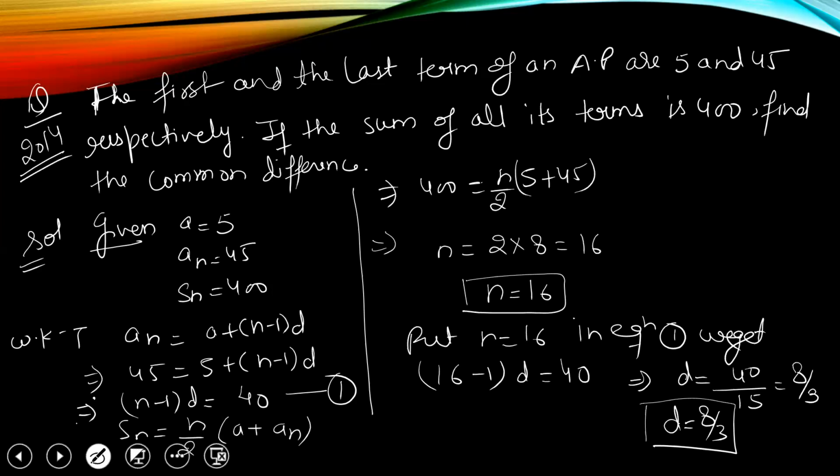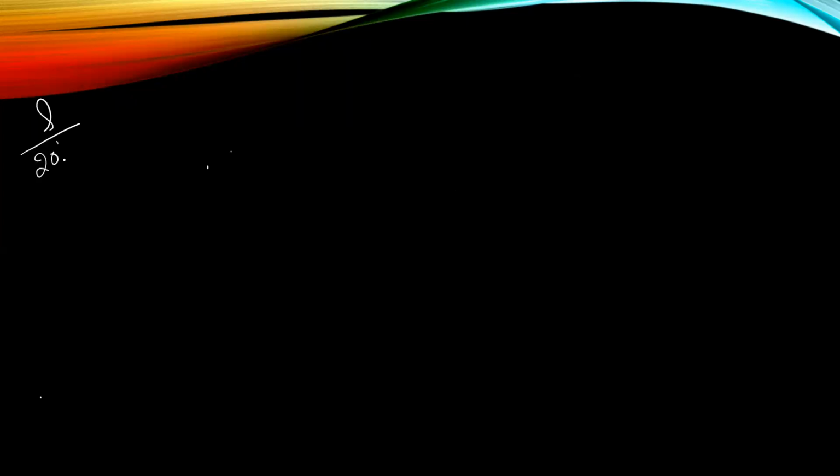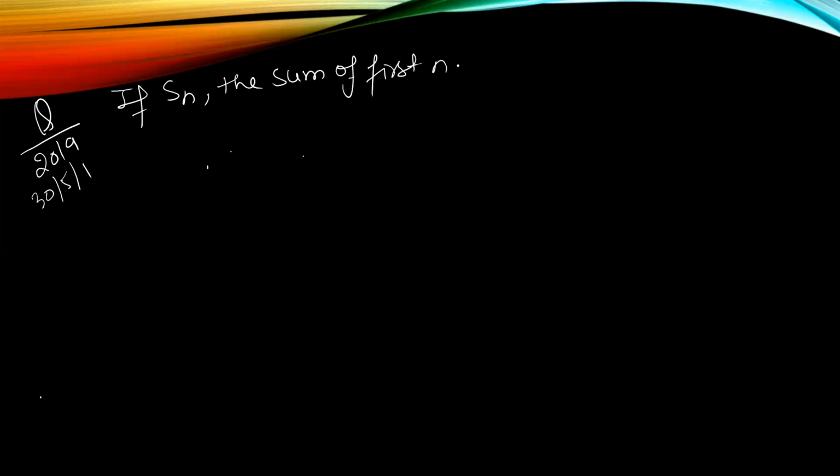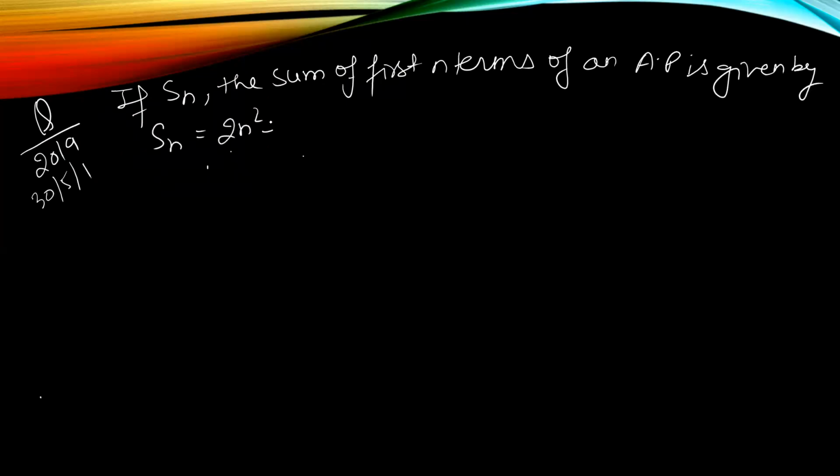So the next question which is coming up is from 2019. This is from set number 30/5/1. The question is, if the sum of n terms, this Sn, of the first n terms of an AP is given by Sn equals 2n square plus n, then find its nth term.